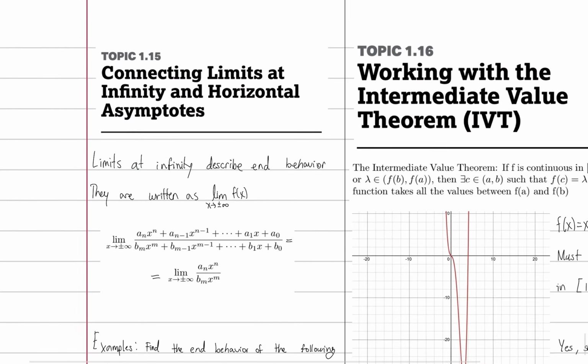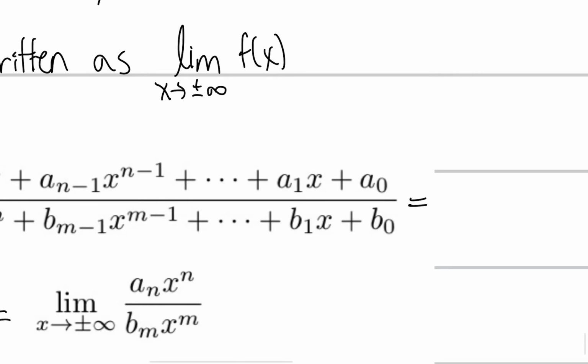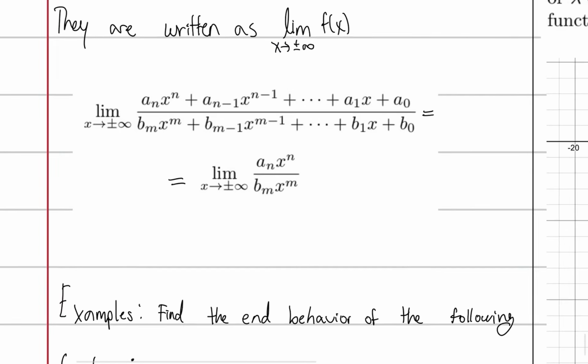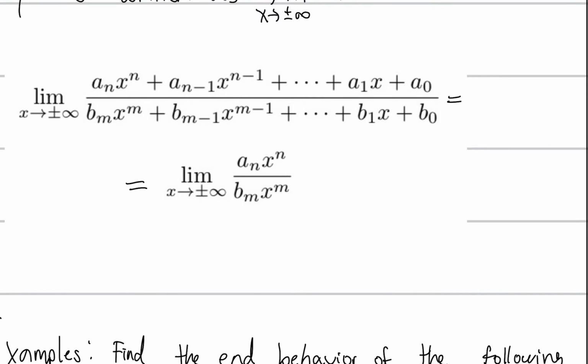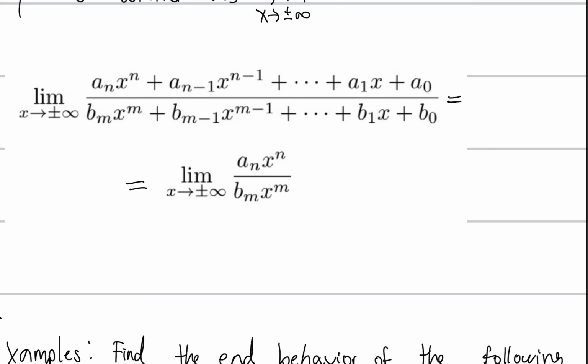Topic 1.15 talks about end behavior, horizontal asymptotes, and limits at infinity. Limits at infinity describe end behavior, and they're denoted as the limit as x approaches plus or minus infinity of f of x. The key thing here to know is with rational functions. Now, this is just a big rational function. The numerator is a polynomial, the denominator is a polynomial. And the key thing to note is that the end behavior, which is the limit as x approaches plus or minus infinity, is determined solely by the leading terms, this ratio of the leading terms. Nothing else matters.